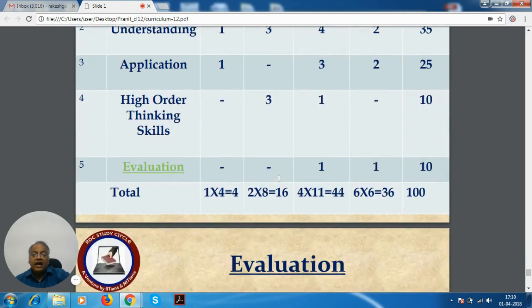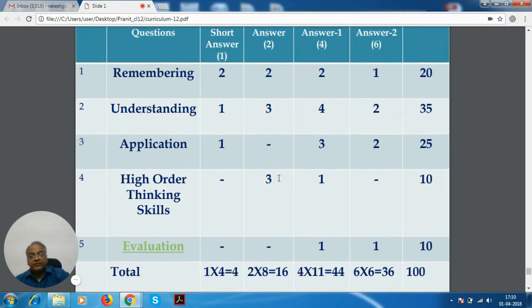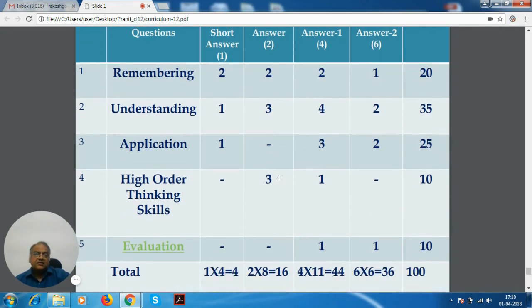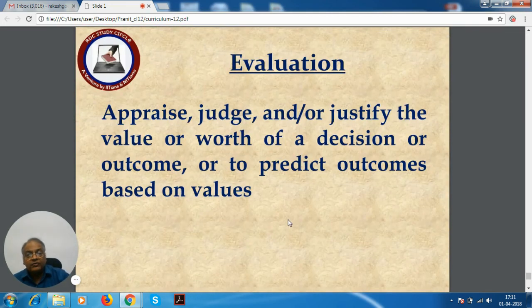And then the last one is evaluation. So evaluation, very short, no. Short also no. Long answers, yes. 1 question of long answer 1 and 1 question of long answer 2, that is 4 marks and 6 marks. So total again the weight is 10% only. And what do they expect in evaluation? Appraise, judge, justify the value or worth of a decision or outcome, or predict outcomes based on values.